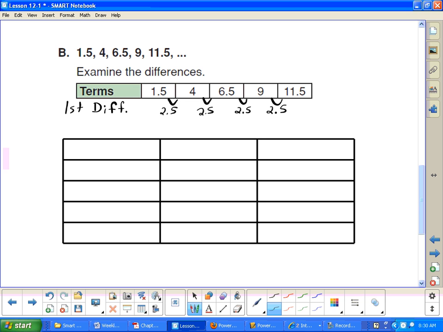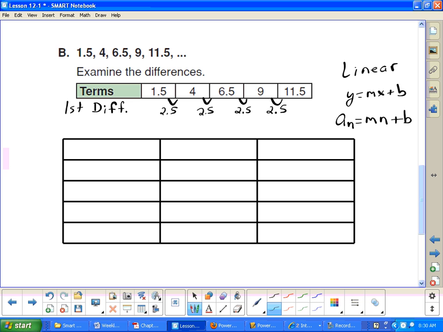So what do linear equations look like? Okay, y equals mx plus b. Except we're going to be using n and a sub n. So when we're done, we're going to have a sub n equals, well, we can use mn plus b, where n is our term number.